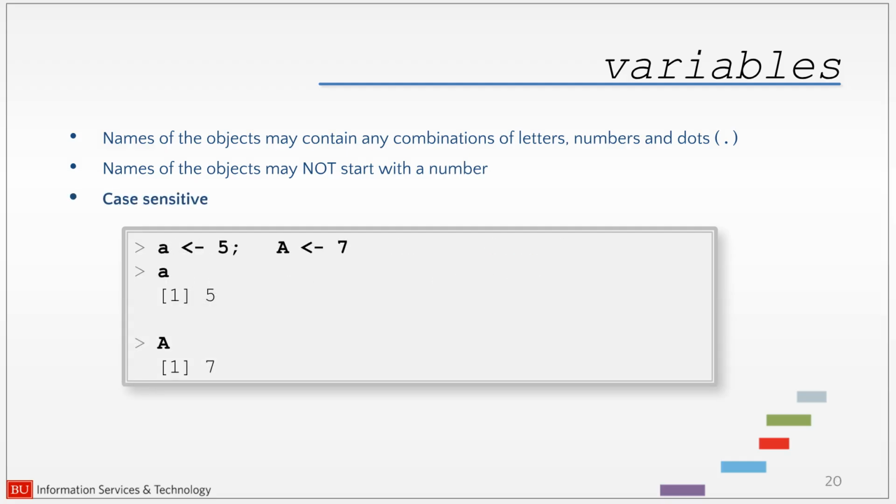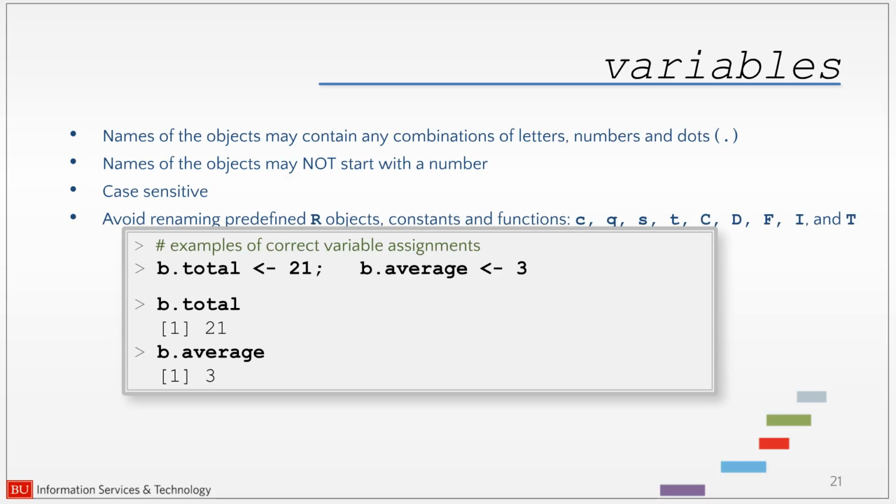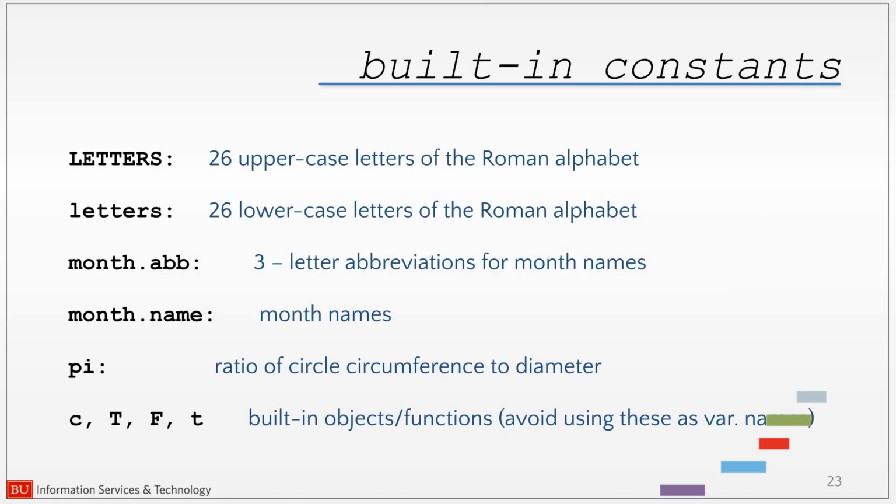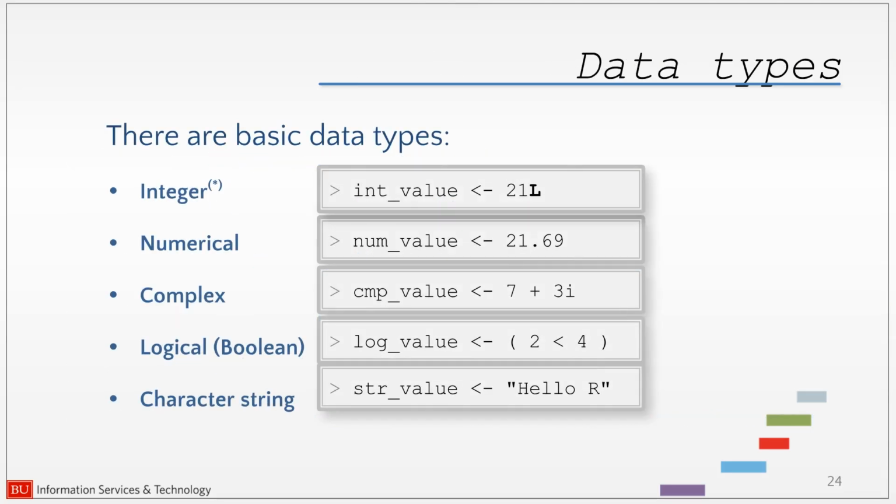R is case-sensitive, meaning that variables A and a are treated as distinct objects. It is best to avoid renaming predefined R objects, constants, and functions like c, q, t, C, D, F, I, and T. String variables are delimited by either double quotes or single quotes. R includes several built-in constants such as LETTERS for uppercase letters, letters for lowercase, month.abb and month.name for month names, and pi. R has basic data types: integer, numerical, complex, logical, and character string.